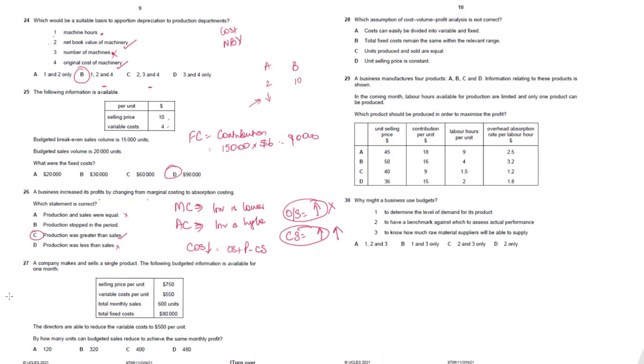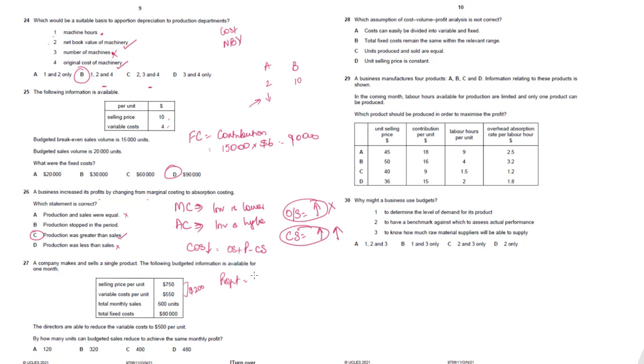A company makes and sells a single product. The following budgeted information is available for 1 month: selling price per unit, variable cost per unit, total monthly sales, total fixed cost. Directors are able to reduce the variable cost to $500 per unit. By how many units can budget sales reduce to achieve the same monthly profit? So currently, what's the profit? 750 minus 550, that's the contribution per unit. So $200. The total sales is 600 units.